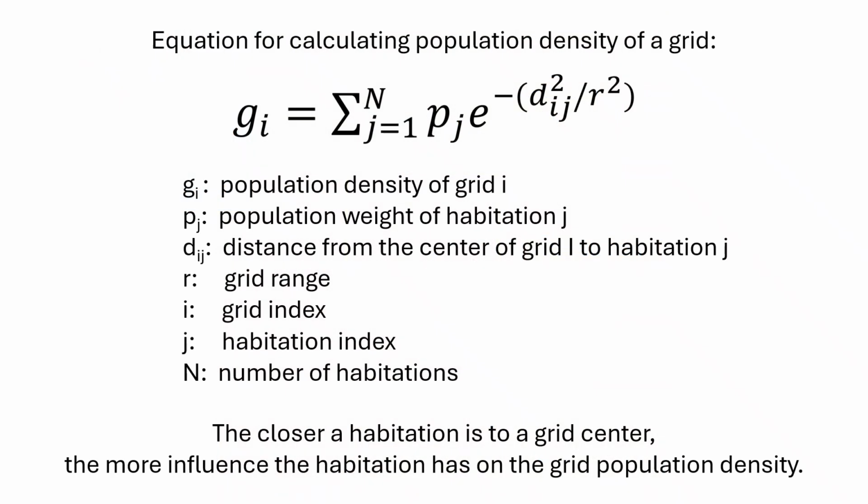Here is the equation that the Heat Map GIS app uses to calculate population density of a grid. As we just mentioned, the grid population density depends on the weights of all habitations, with habitations closer to the center of the grid having more influence than habitations far away. But before proceeding, we need to examine what effect grid range has on the calculation.